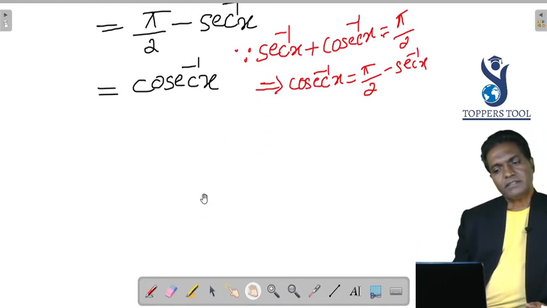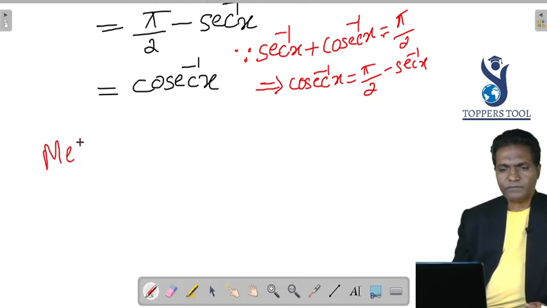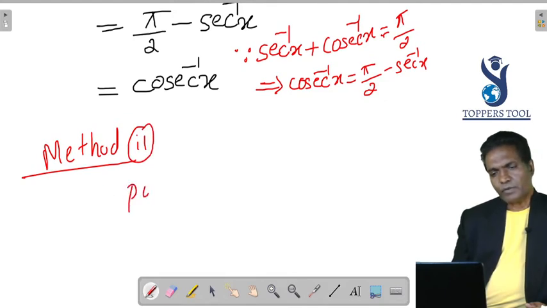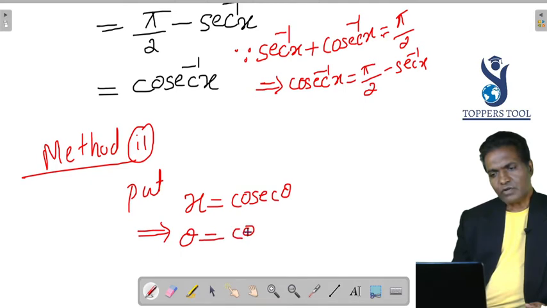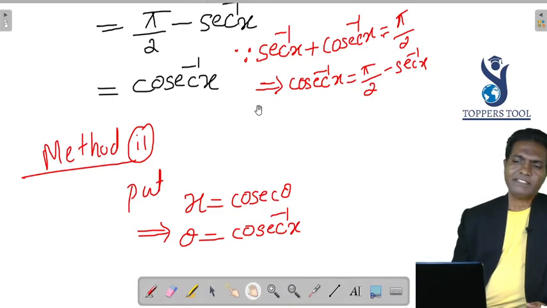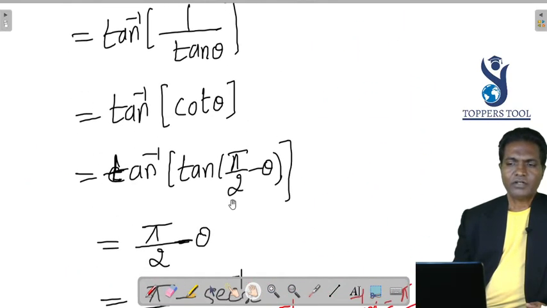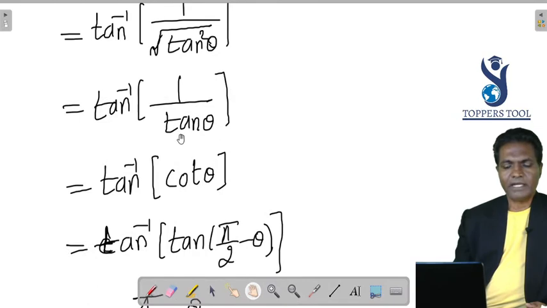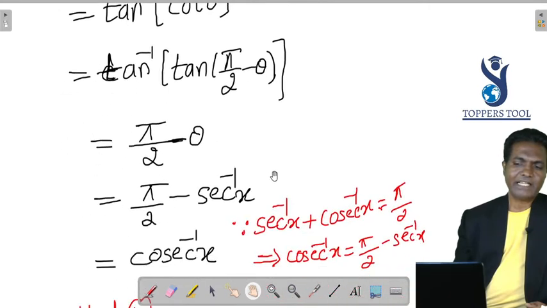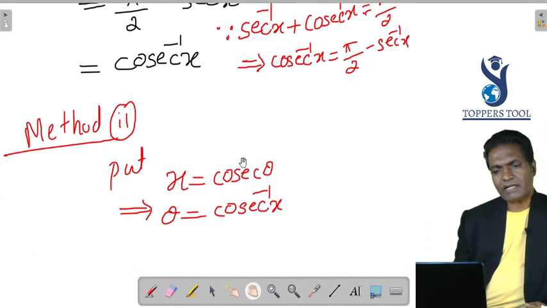You can make method 2 also. You have to put x is equals to cosec theta, and theta is cosec inverse x. So you will get very simply, this much is not required. Inside here you will get 1 by cot, and 1 by cot means tan. So tan inverse of tan, you will get directly theta and you will get this. So better you try this also.